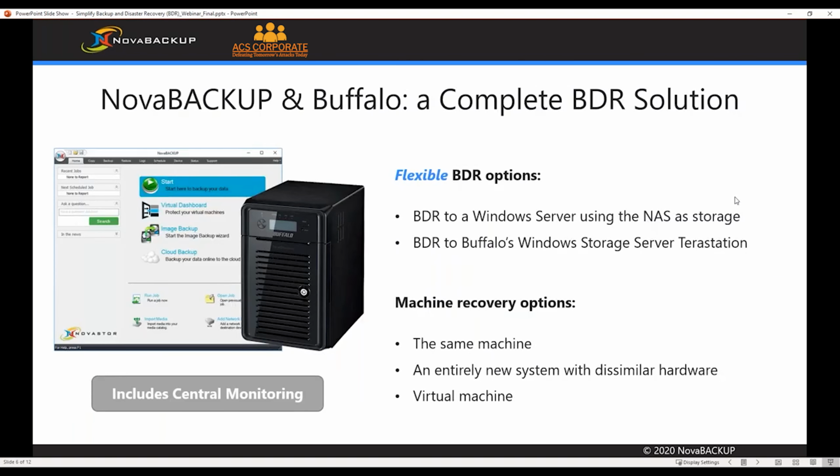When we go into the Nova Backup and Buffalo, I'll call it BDR solution, there's a number of flexible options that we can use with this solution. So you can do as simple as using the Nova Backup solution to a Windows server that's using the NAS just as storage, so using like an iSCSI solution, or even just a Samba share or NFS share for the actual data itself.